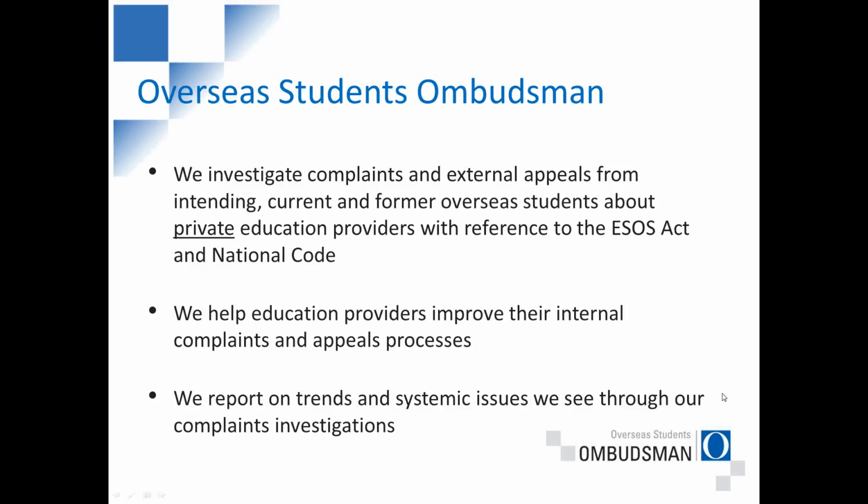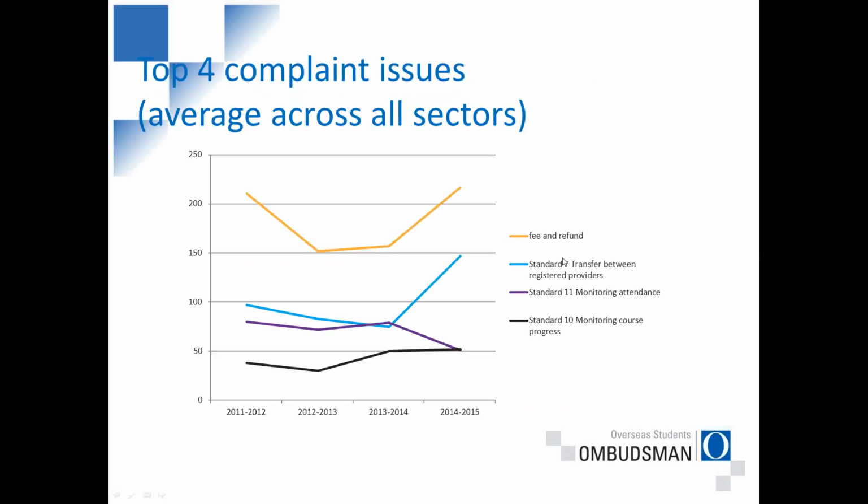So one thing that was interesting is the difference when we look across all the sectors, but then compared to ELICOS. So ELICOS is a little bit different. Here we go. So these are our top 4 complaint issues for all the different education sectors. So we do cover schools, non-award, ELICOS, vocational education and training, the VET sector, and higher education. So we cover all education sectors.